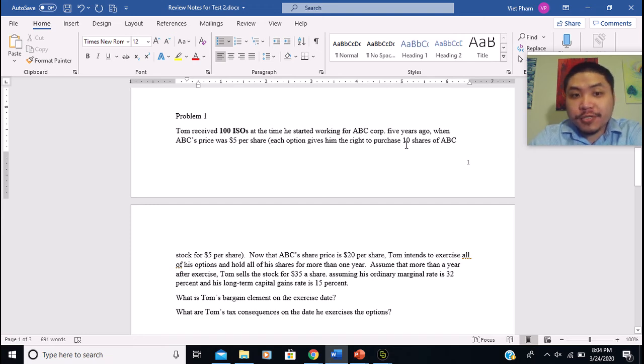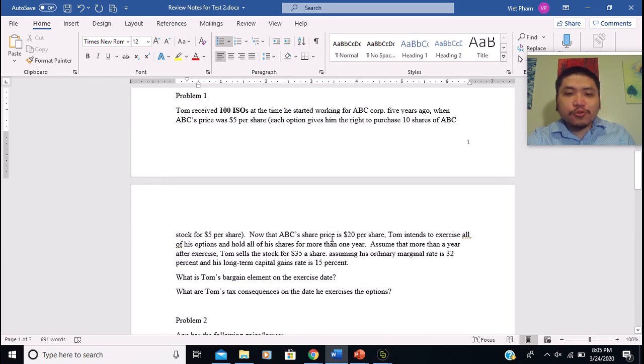So if this guy exercises all 100 options that he has, he's going to be able to buy 1,000 shares of the company. Each option gives him the right to purchase 10 shares for $5 per share. Now the company share price is $20. Tom intends to exercise all of his options and hold all of his shares for more than 1 year. Assume that more than a year after the exercise date, Tom sells the stock for $65 a share.